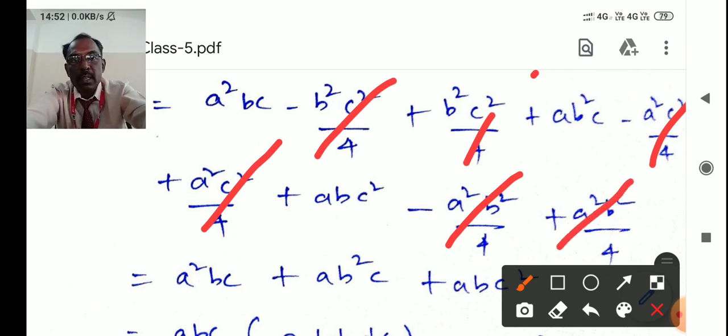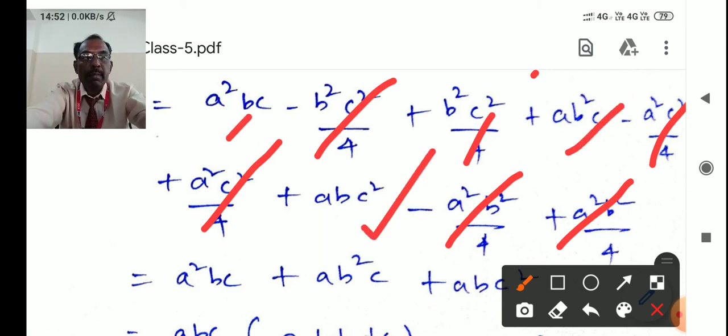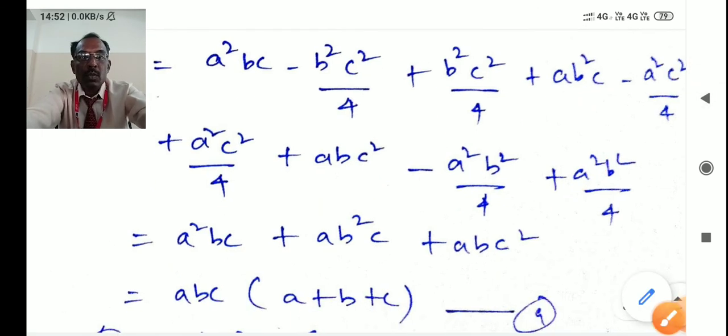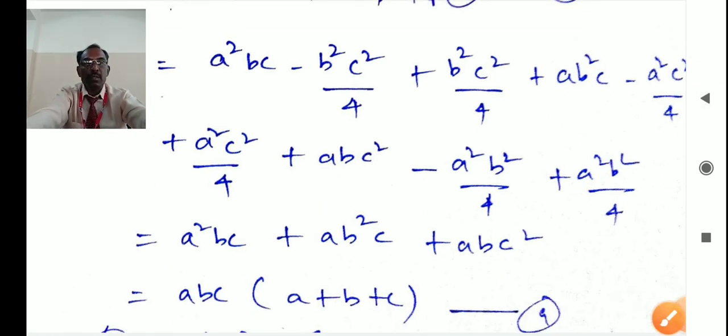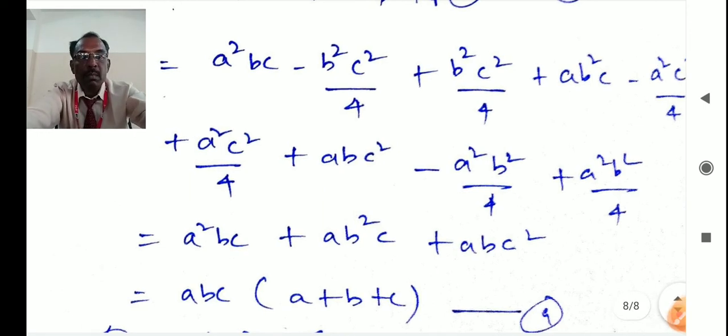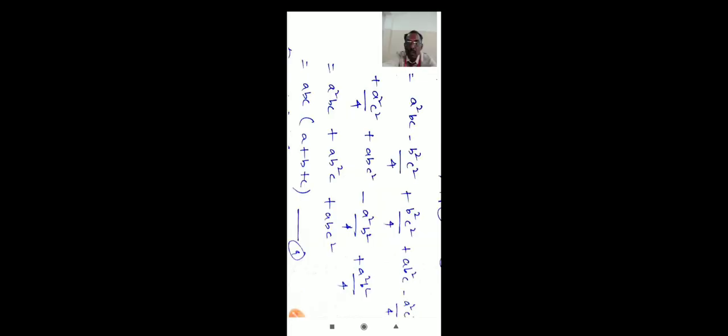So what are the remaining? a²bc, ab²c and abc². So finally I remove abc from these three terms. We get abc(a + b + c), which is equation number 9. So from equation 1 and 9 they are equal. So hence Gauss divergence theorem verified. Thank you for your listening.